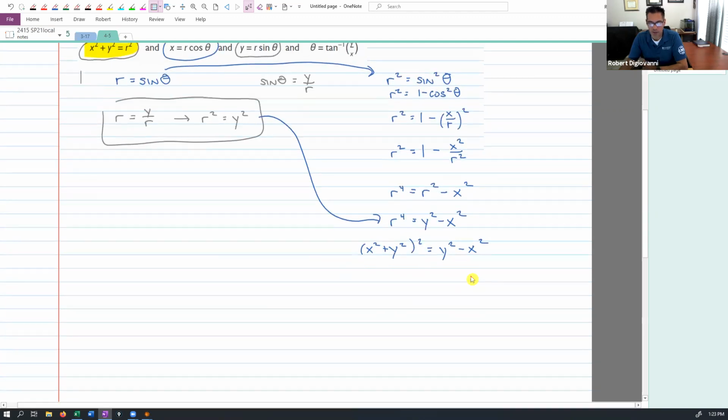Okay, I'm going to keep going with this to see what happens. This right here, if I expand this, is x to the fourth plus 2x squared y squared plus y to the fourth equals y squared minus x squared. Okay, this is starting to look like a disaster, isn't it?